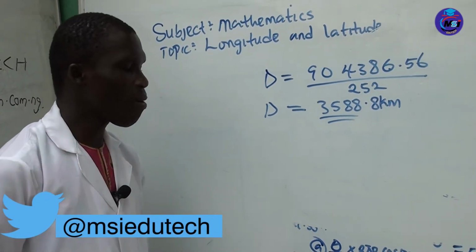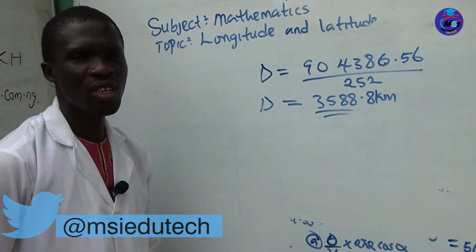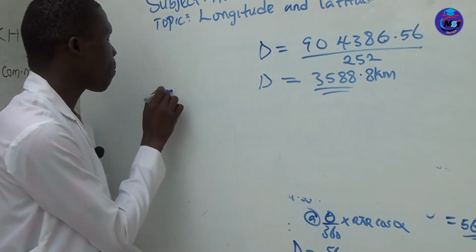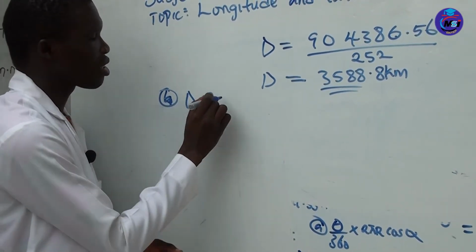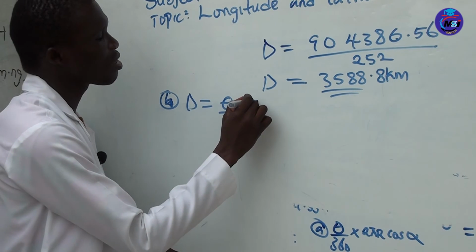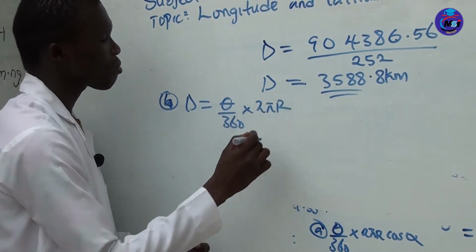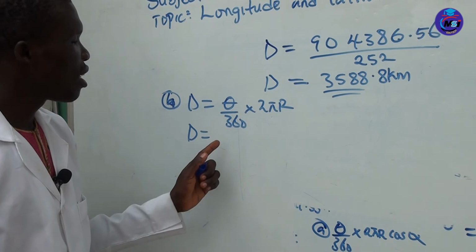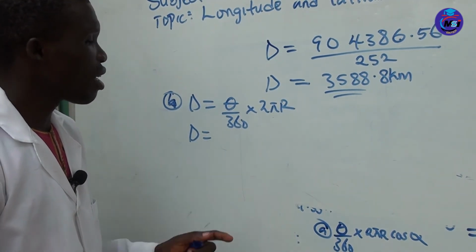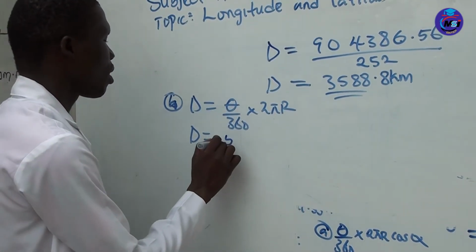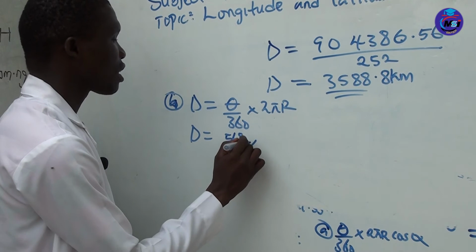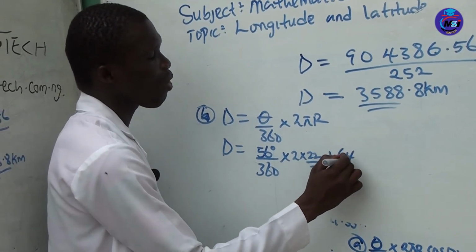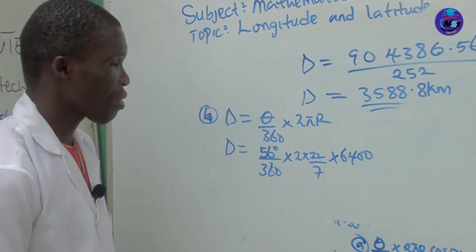Now let's look at the second part of it, which is distance along the great circle. I've shown you something like that before, but let me still remind you. The B part, distance along the great circle, is theta all over 360 times 2 pi r. Remember that theta is the difference in longitude, which is 56 degrees. 56 degrees all over 360 times 2 times 22 over 7, which is pi, times 6,400 kilometers, which is the radius of the earth, and is constant.